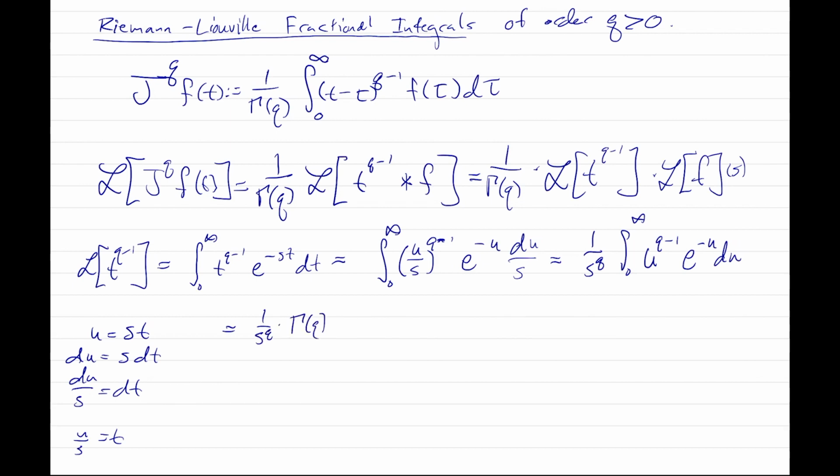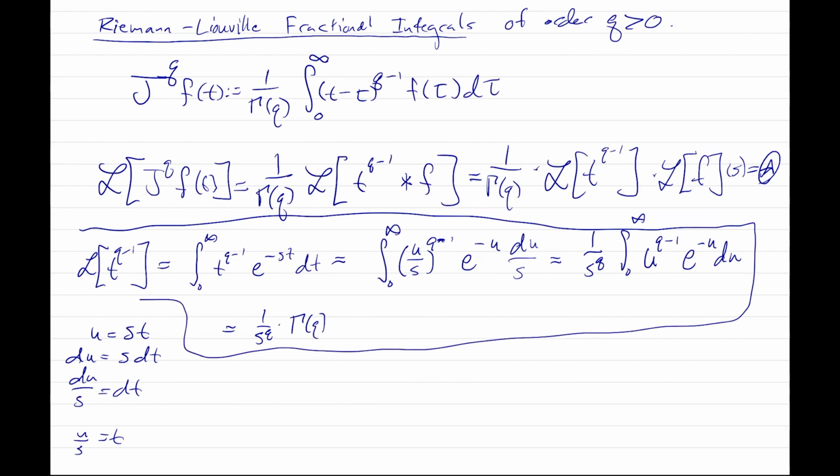So if I take this guy, call it star, and let's put this guy away over here, then star is going to be equal to, we're going to have the gamma of q cancel with gamma of q, and we're going to be left with 1 over s to the q times the Laplace transform of f at s. And so that's really interesting.